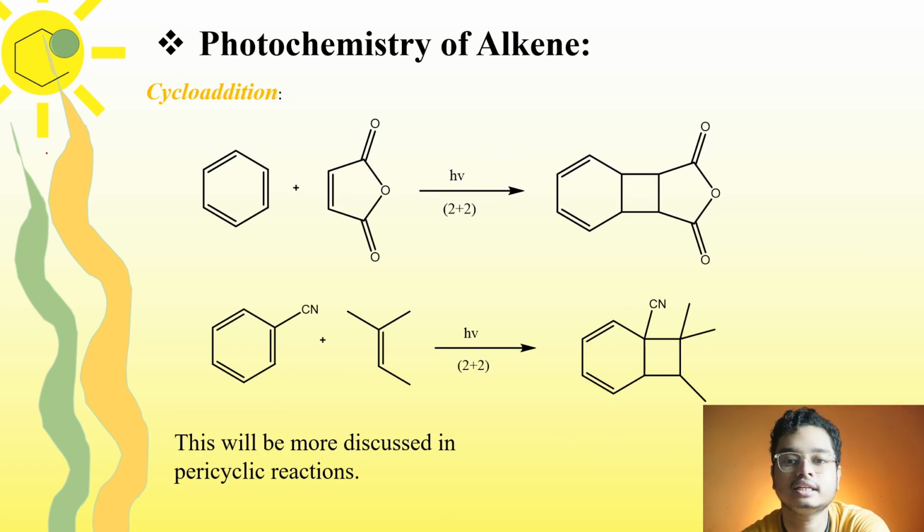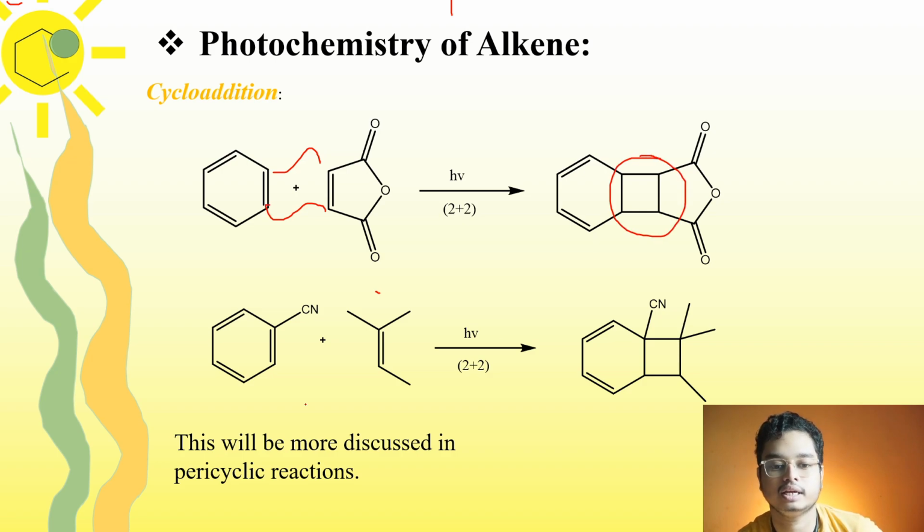Now there is another thing, that is cycloaddition. Cycloaddition happens between two alkenes in the presence of photochemical condition. A 2+2 cycloaddition takes place to form this type of cyclobutane molecule, and it also shows regioselectivity. This cycloaddition part we will discuss more in pericyclic reactions.